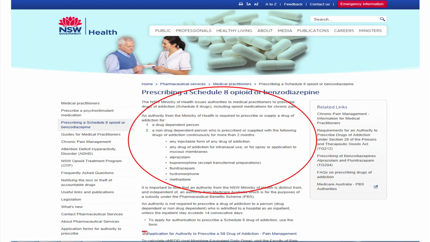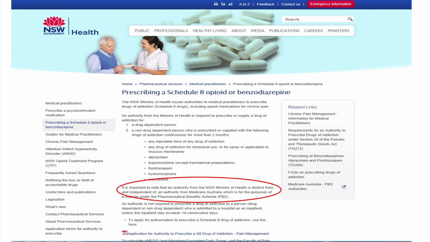Once again, there's the information there, and down the bottom you can see the application for an authority to prescribe. The other thing is that the staff at the PRU, Pharmaceutical Regulatory Unit, are fantastic. So if you've got any questions, give them a call. Moving on to the next one. Yep, moving on to the next one.